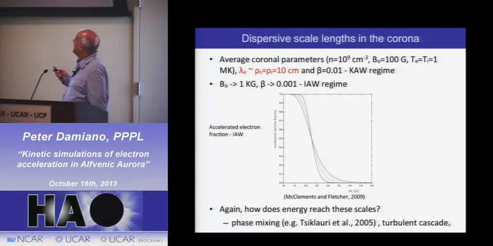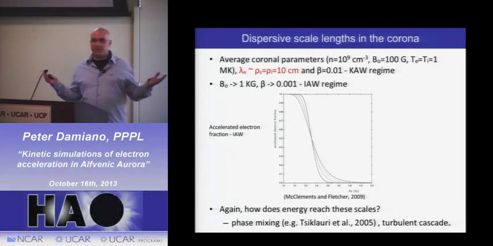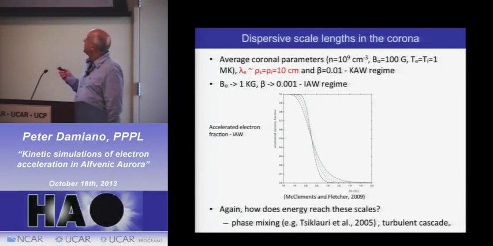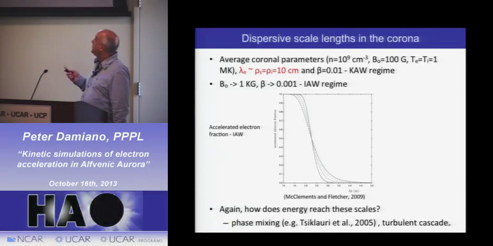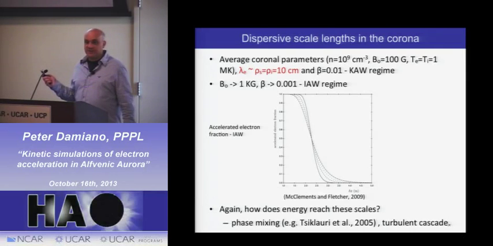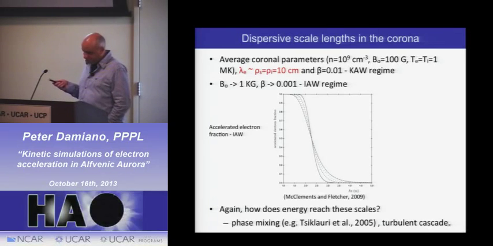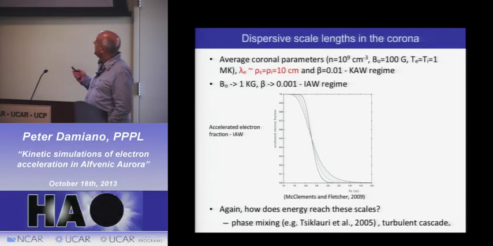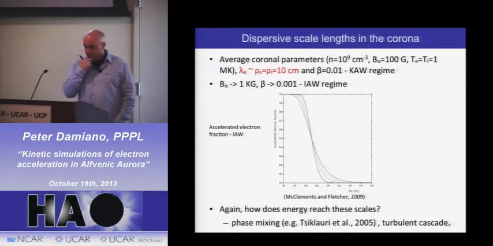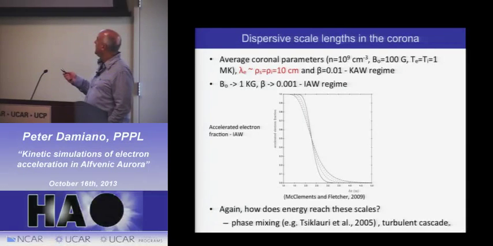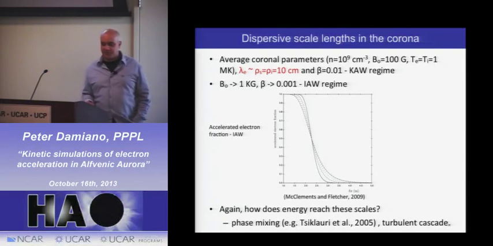In the context of the magnetosphere, the dispersive scale is on the order of kilometers. When you look at the coronal parameters, the dispersive scale is on the order of 10 centimeters. So you really have to get your energy down to very narrow perpendicular scale lengths. Depending on your parameters, your loop could be in either the kinetic Alfvénic wave or the inertial Alfvénic wave regime. This shows some theoretical work done by McClements and Fletcher in 2009, which illustrates, if you could get down to these scale lengths, what fraction of the electron distribution function would you accelerate?